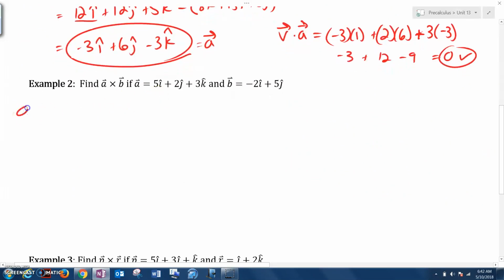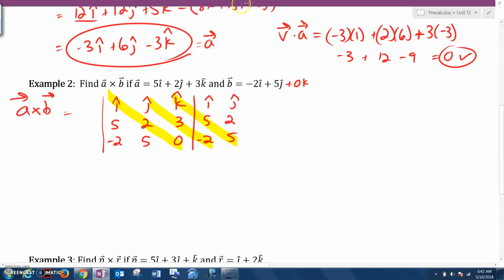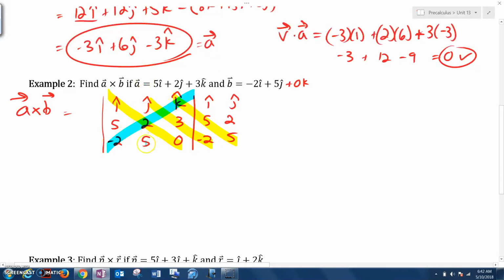Okay. Alright, the next one. a cross b. Be careful though with these. Notice how this has an i, a j, a k, this has an i and a j. If there's no k there, put 0k. So we have the determinant of i, j, k, 5, 2, 3, negative 2, 5, 0. And then you do the i and j columns again. So 5, 2, negative 2, 5. Now we do 3 downs minus the 3 ups.